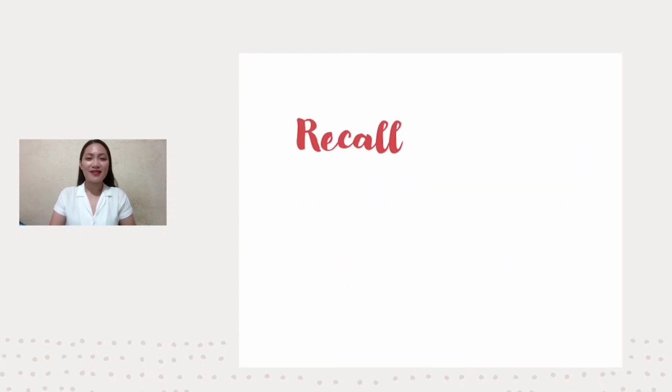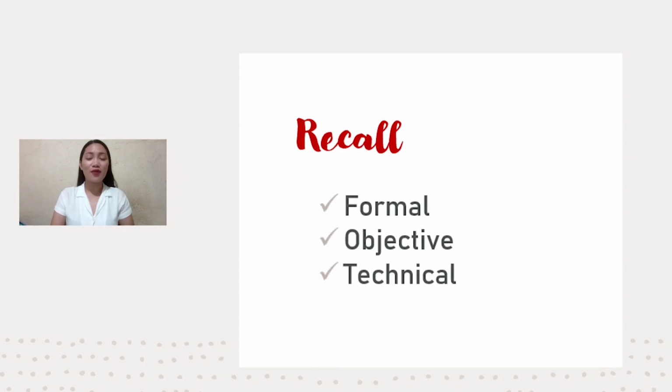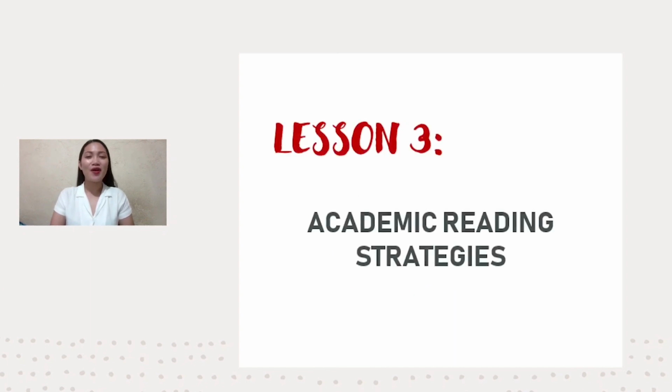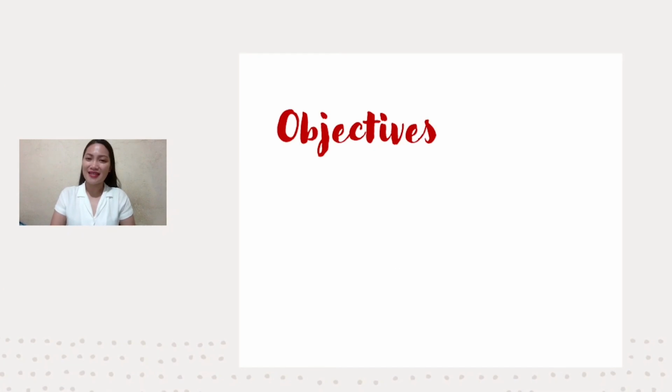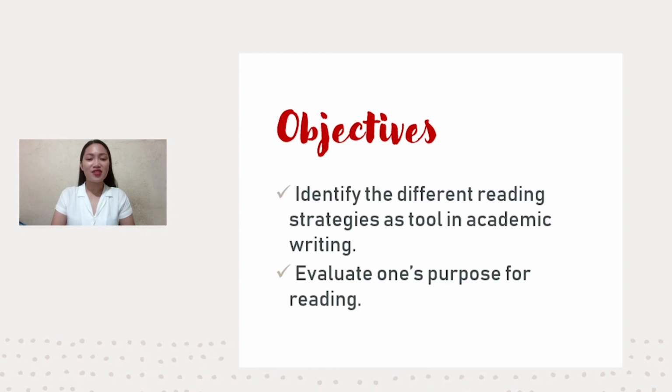In our previous lesson, we discussed the language used in academic text, which is formal, objective, and technical. Today, we will be discussing Lesson 3, Academic Reading Strategies. After this lesson, you are expected to identify the different reading strategies as tools in academic writing and evaluate one's purpose for reading. Strategies differ from reader to reader.